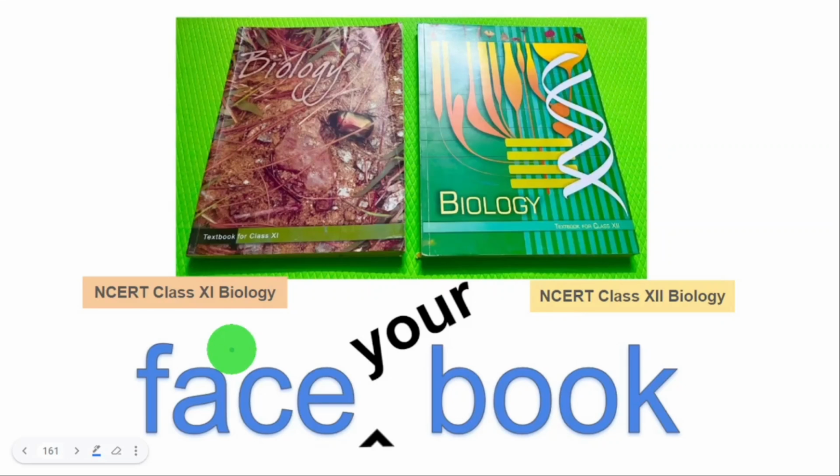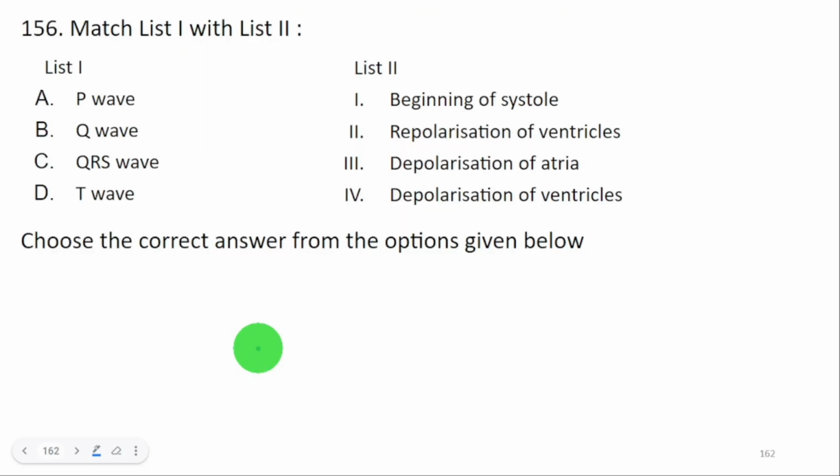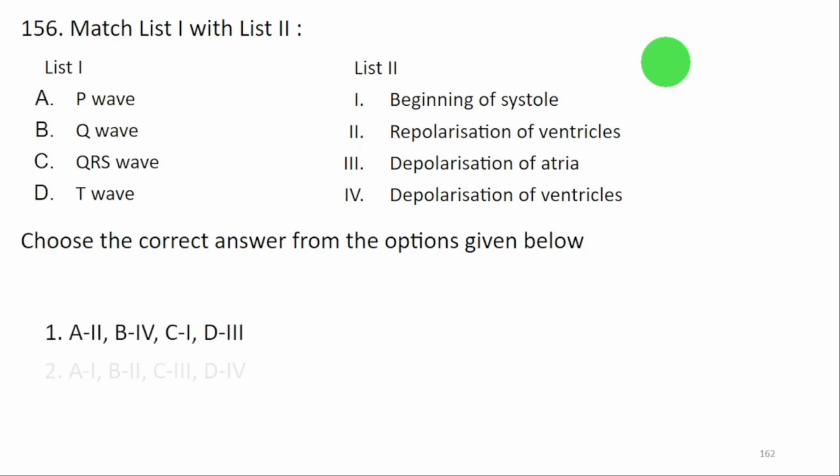This question is from class 11th textbook, chapter Body Fluids and Circulation. Question 156, NEET 2023. Match list 1 with list 2. So these are the different waves seen in ECG and the events that happen. Okay, so let's look at the options also.